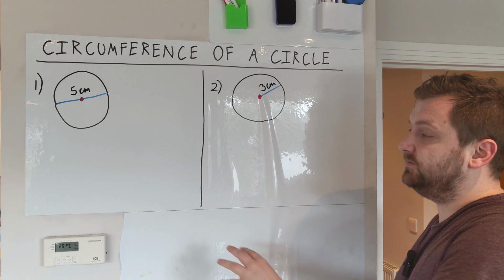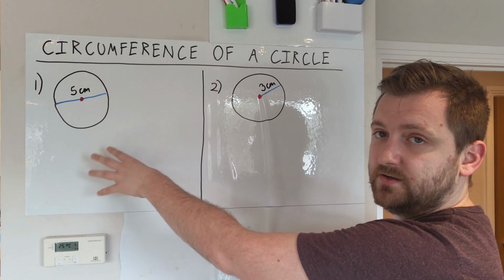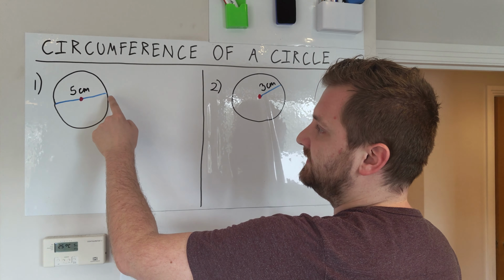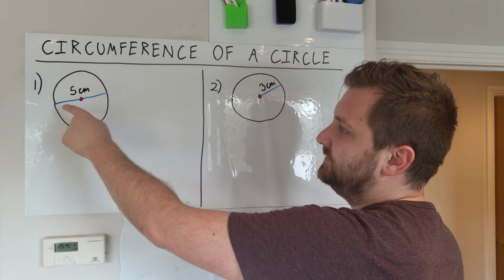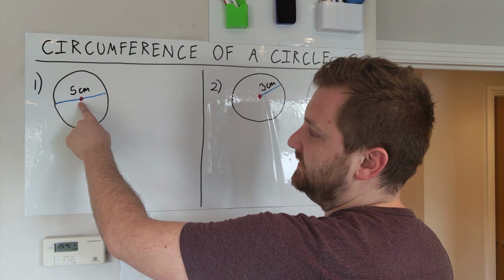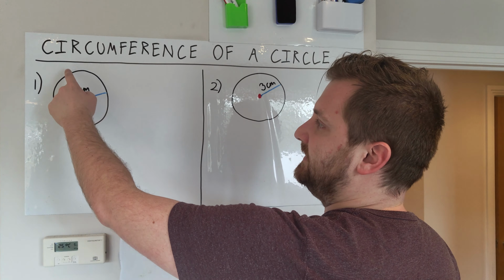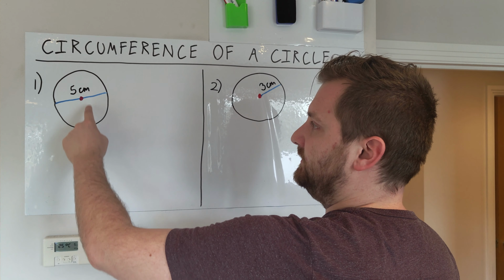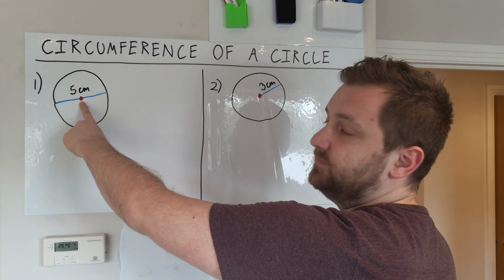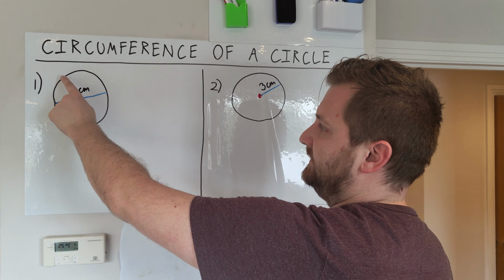So I think the best thing to do would be to just jump into the question. So starting with question number 1, we have a circle. Its diameter is 5 centimeters. So the diameter is the distance across the circle going through the midpoint of the circle. So the diameter could also be measured like this way or this way, as long as it's touching each end of the circle and goes through the middle, because that would be the longest distance.